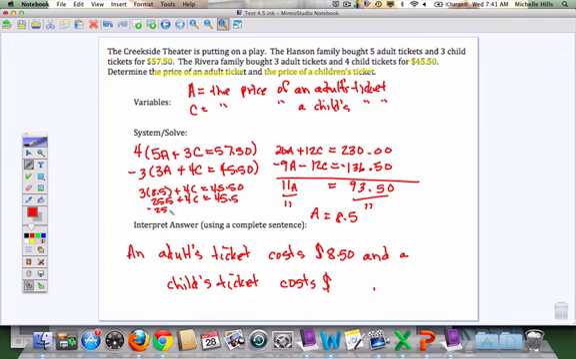When I subtract this from both sides, I'm running out of room. I get 4c equals 20. Then when I divide both sides by 4, I get c equals 5. So a child's ticket costs $5.